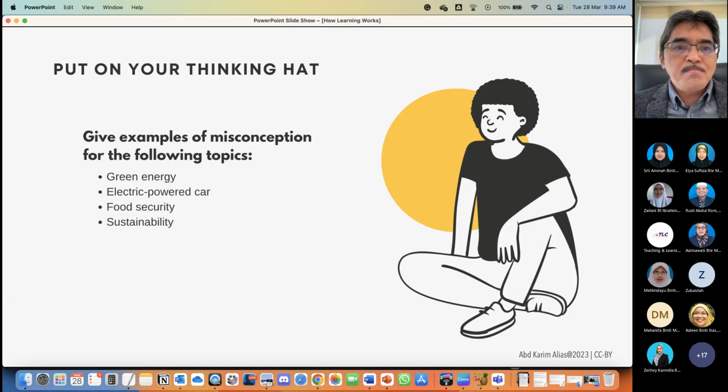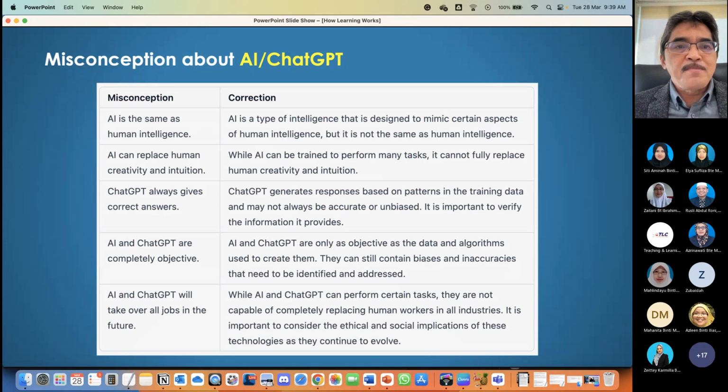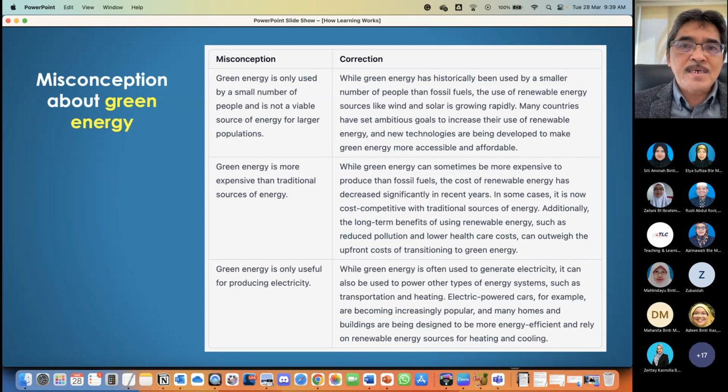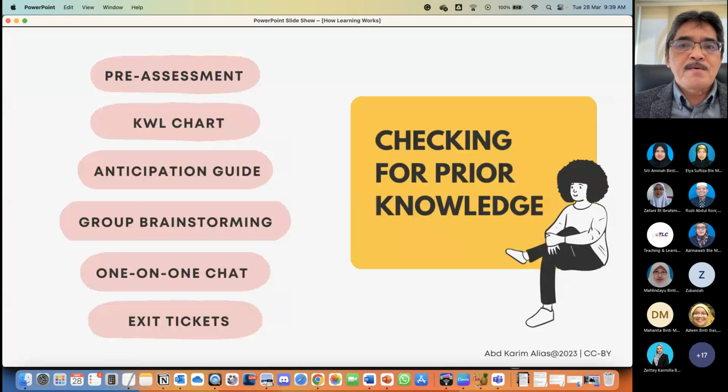And these are examples of misconception and how do we correct that misconception. So we have to contextualize to the subject that we are teaching. These are some examples. We have gone through this. So how do we check prior knowledge?